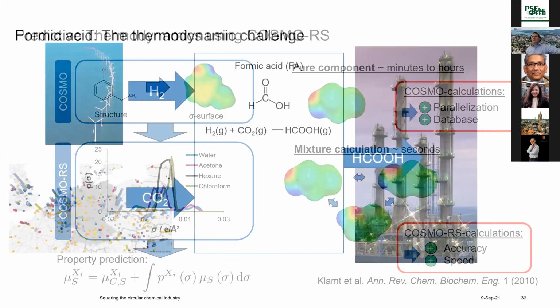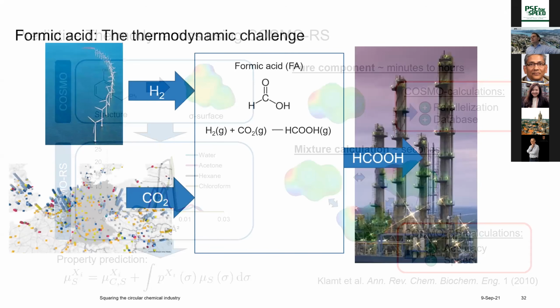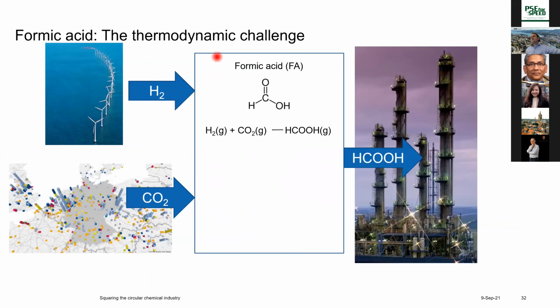Now I'm more on the chemical engineering side. In particular, we looked at the production of formic acid. Why is formic acid interesting? It's the simplest reaction you can use for CO2 utilization, because if you combine CO2 with hydrogen, the molecule you generate is formic acid. It is a chemical we are using and producing today, about 1 million tons globally.